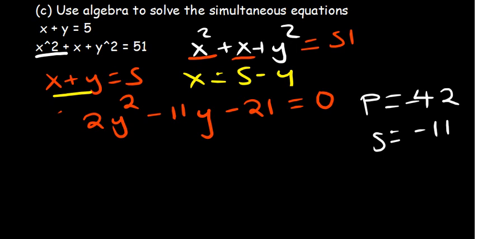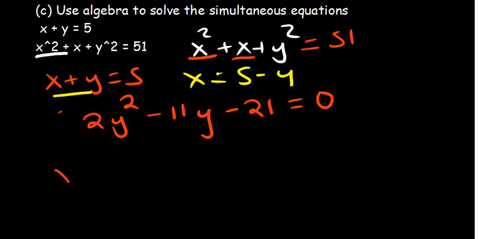How about 7 and 4? 7 plus 4 is 11. Okay, so we want a negative value. So 7 by 4. 7 by 4 is what? 7 multiplied by 4 is 28, which turns out not to give us the required result. So we can work with the quadratic formula.